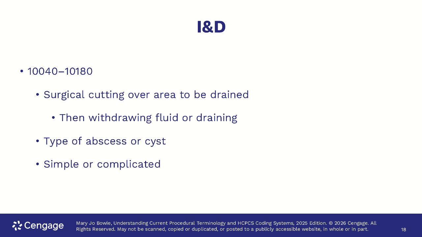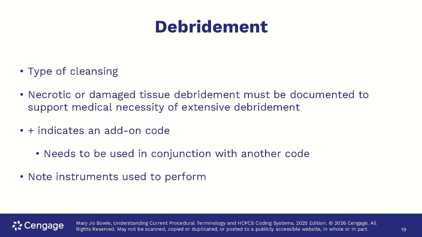Okay. Next up, we have incision and drainage. There's also an area called introduction and removal. But what you're going to see here is services for surgically cutting over the area to be drained and then withdrawing it, getting out fluid, or actually draining it. And the codes are organized based on the type of abscess or cyst, as well as whether or not the incision and drainage was simple or complicated.